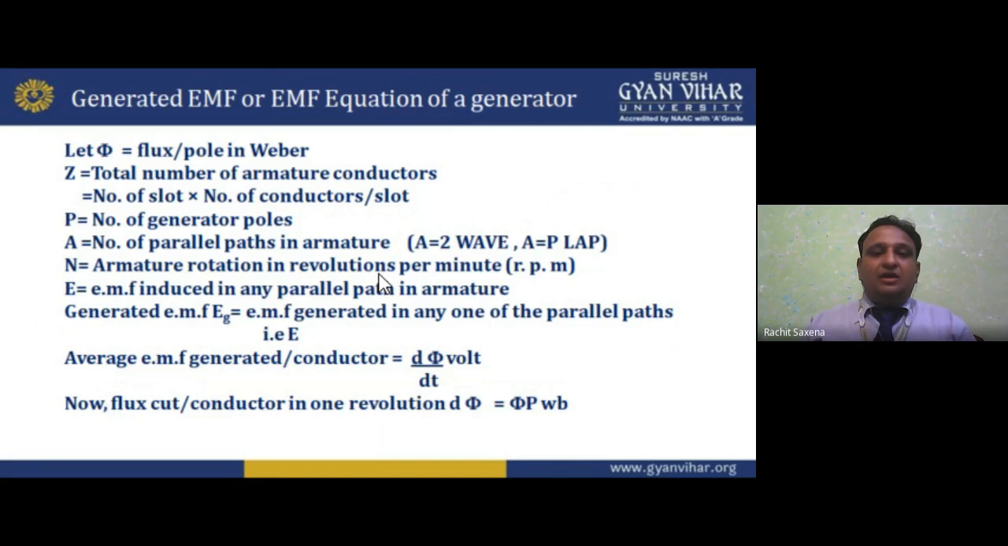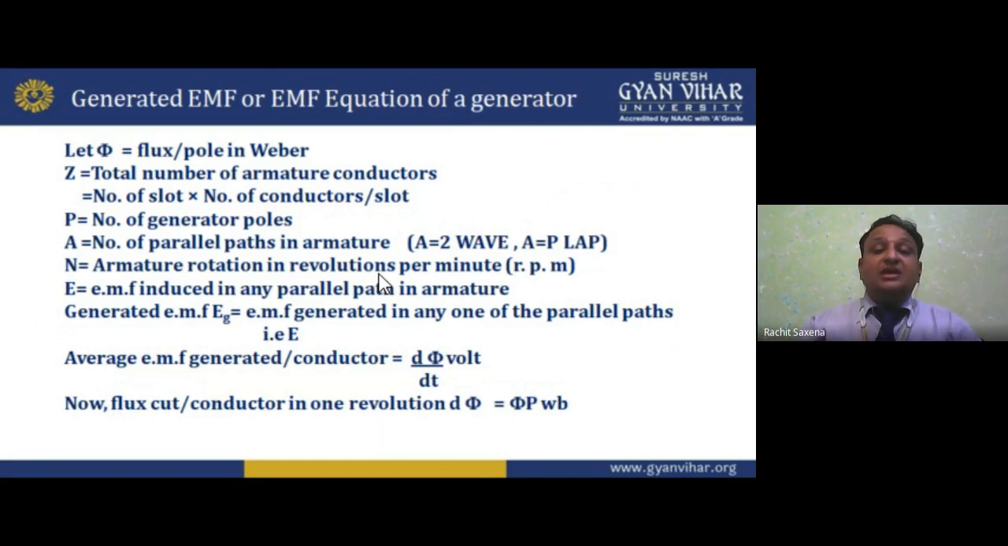Now A is the number of parallel paths in the armature. I earlier told you, A is equal to 2 for wave winding, and A is equal to P for lap winding. Now the armature revolution per minute, that is RPM or rotation per minute, is denoted by N. In turns we denote small n, but here I am representing speed as capital N, the armature rotation in RPM.